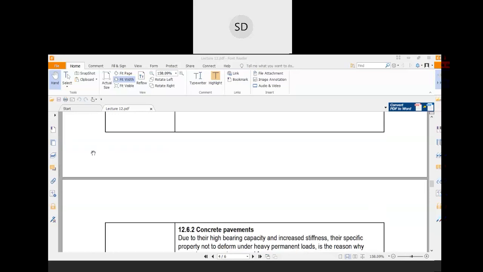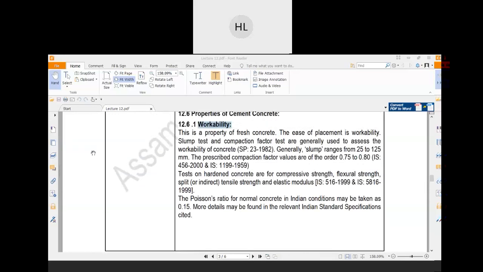Sir, yes. Sir, can you repeat the Poisson ratio? Can you define the Poisson ratio, sir?